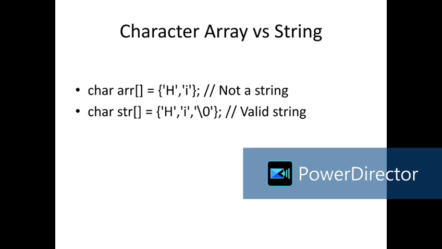Second, a string is a null-terminated character array. A string, on the other hand, is a null-terminated character array. Here's an example: char str[] = "Hi\0". This is a valid string because it ends with a null terminator \0. C will recognize it as a string and functions like strlen and printf with %s will work as expected.